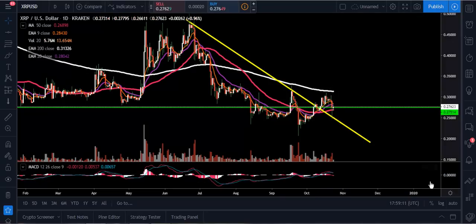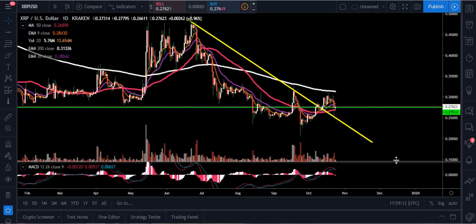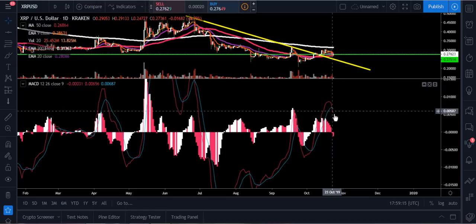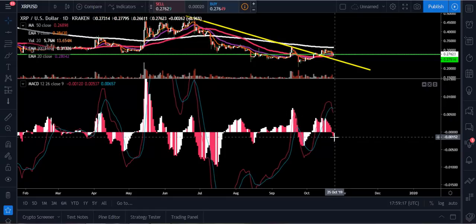Okay, XRP on the MACD, we are having a downside cross there. If I pull this up so you can see, we've crossed to the downside and the histogram is starting to tick to the downside. So pay attention to that and keep that on your radar, guys. That's something that's important that's happening.